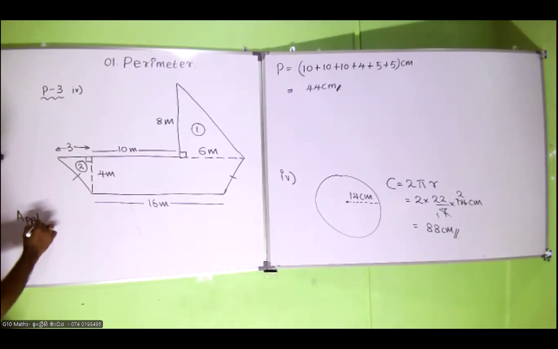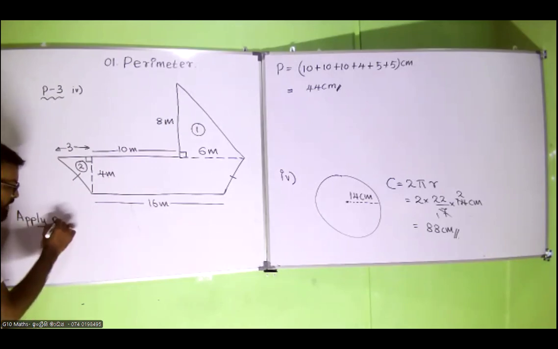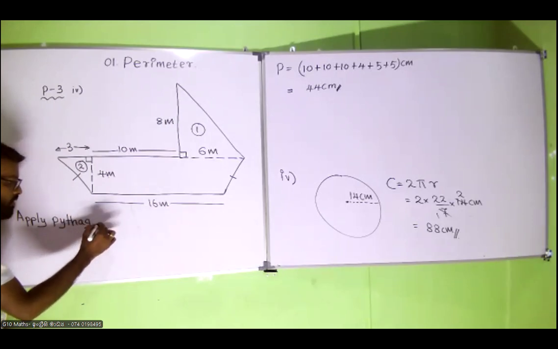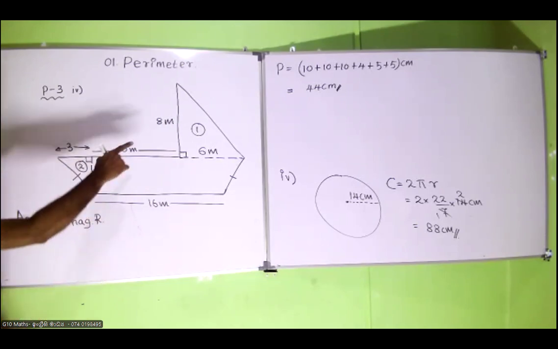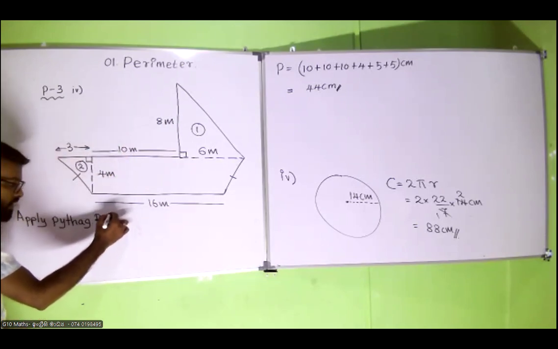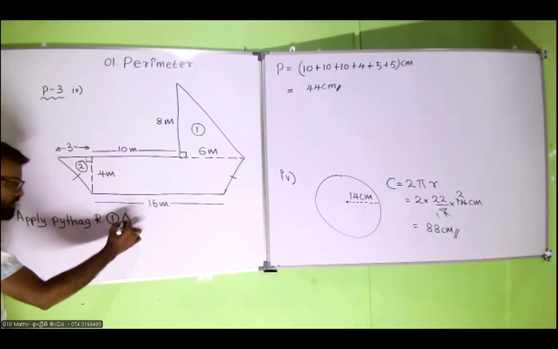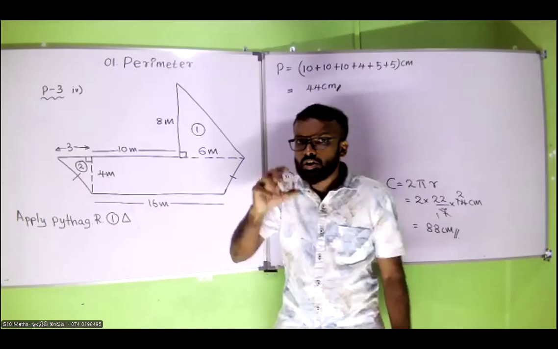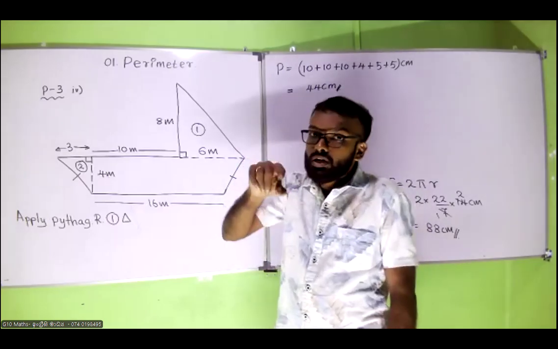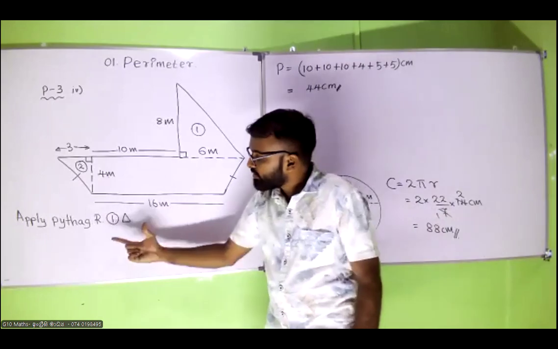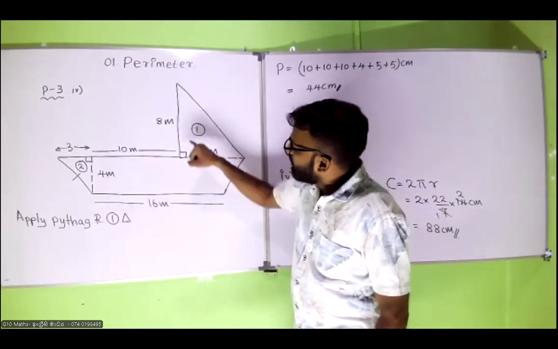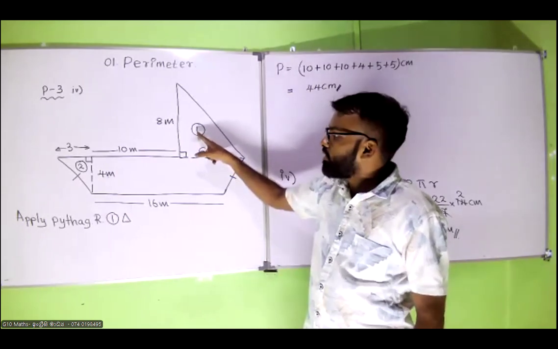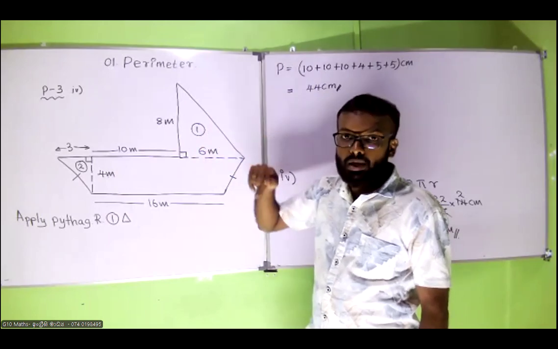Apply. So you have to write it clearly, so that the examiner can see the Pythagorean relationship for the first triangle. Now this student is going to apply the Pythagorean relationship for this big triangle. If you want, you can name it as 1 in your paper.